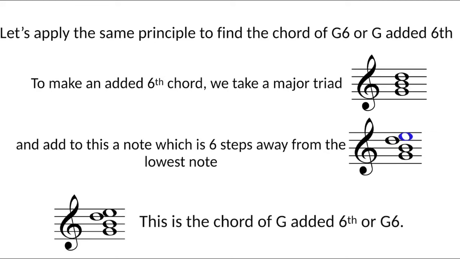Now you'll know that any chord which has a number after it, you'll have noticed this, the relationship is between the root note of the chord and the top note of the chord. So G added 6 uses a note which is 6 steps away from the root note. G7 would add a note which is 7 steps away from the root note.